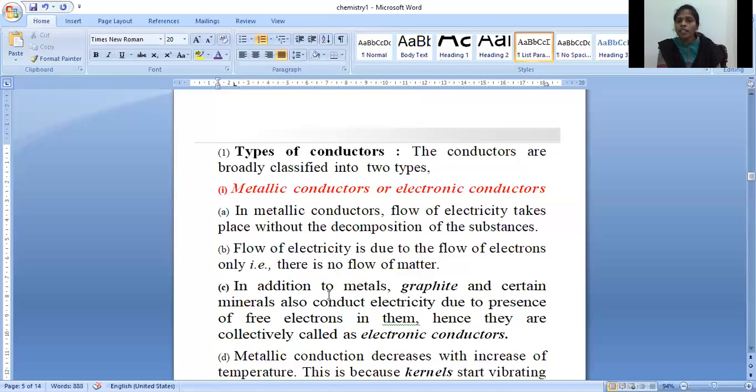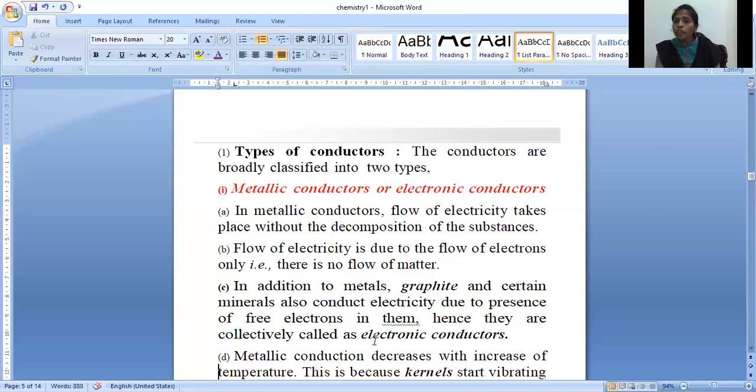In addition to metals, graphite and certain minerals also conduct electricity due to the presence of free electrons in them. Here I said graphite is the best electrical conductor, whereas diamond is a good electrical insulator, but sometimes it acts as a semiconductor. In graphite, conductance is due to the mobility of free electrons. Hence, they are collectively called electronic conductors.